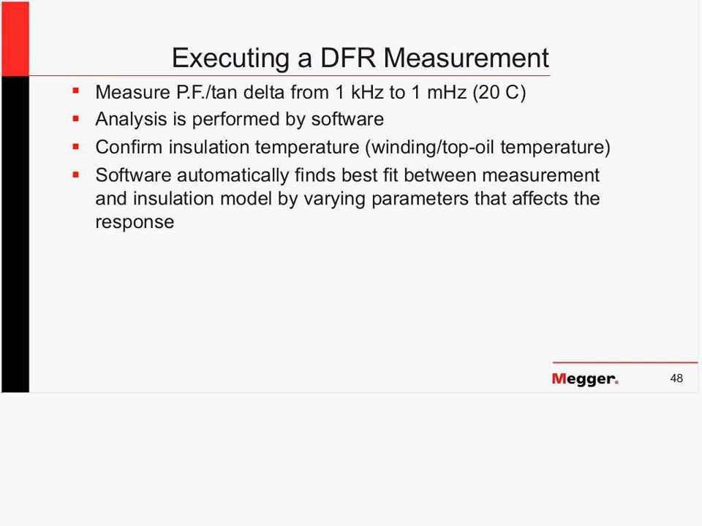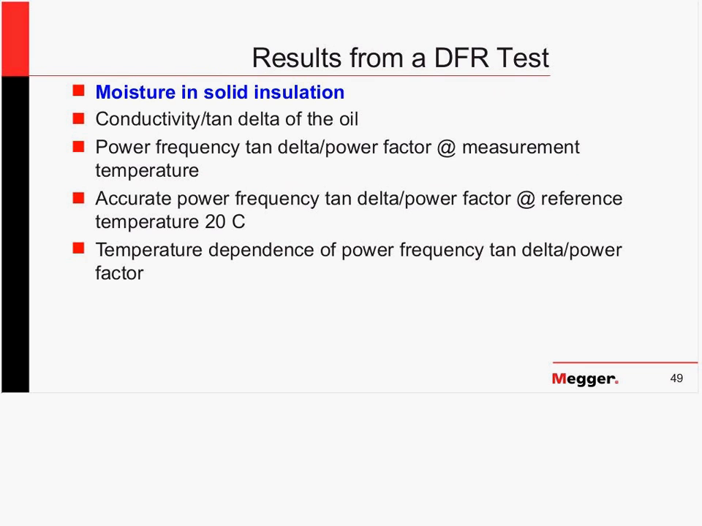The user simply has to execute the test, perform these power factor measurements just like you would a normal power factor test, and you also need to confirm insulation temperature. For this, you can use the top oil temperature, or the winding temperature if you have that. The software is going to do all the work and will automatically find the best fit between what you measure and an insulation model. It does this by varying parameters that affect the response of the insulation model until there's agreement between that and your measurements. I'll show you a picture in the next slide after this one.